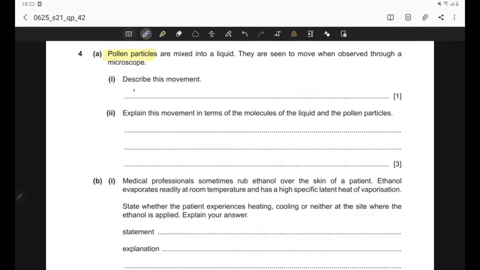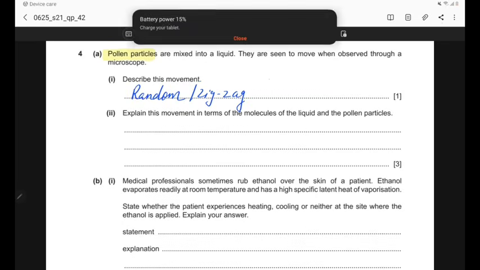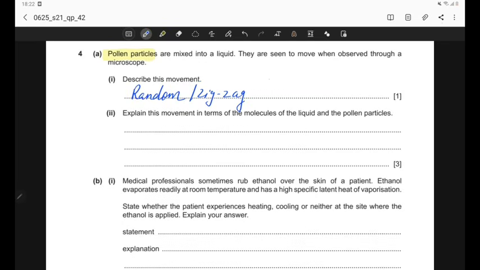The correct answer is random. Or you can write zigzag, that is also correct. It will be moving straight but not in a particular direction. Part 3. Explain this movement in terms of molecules of the liquid and pollen grains.